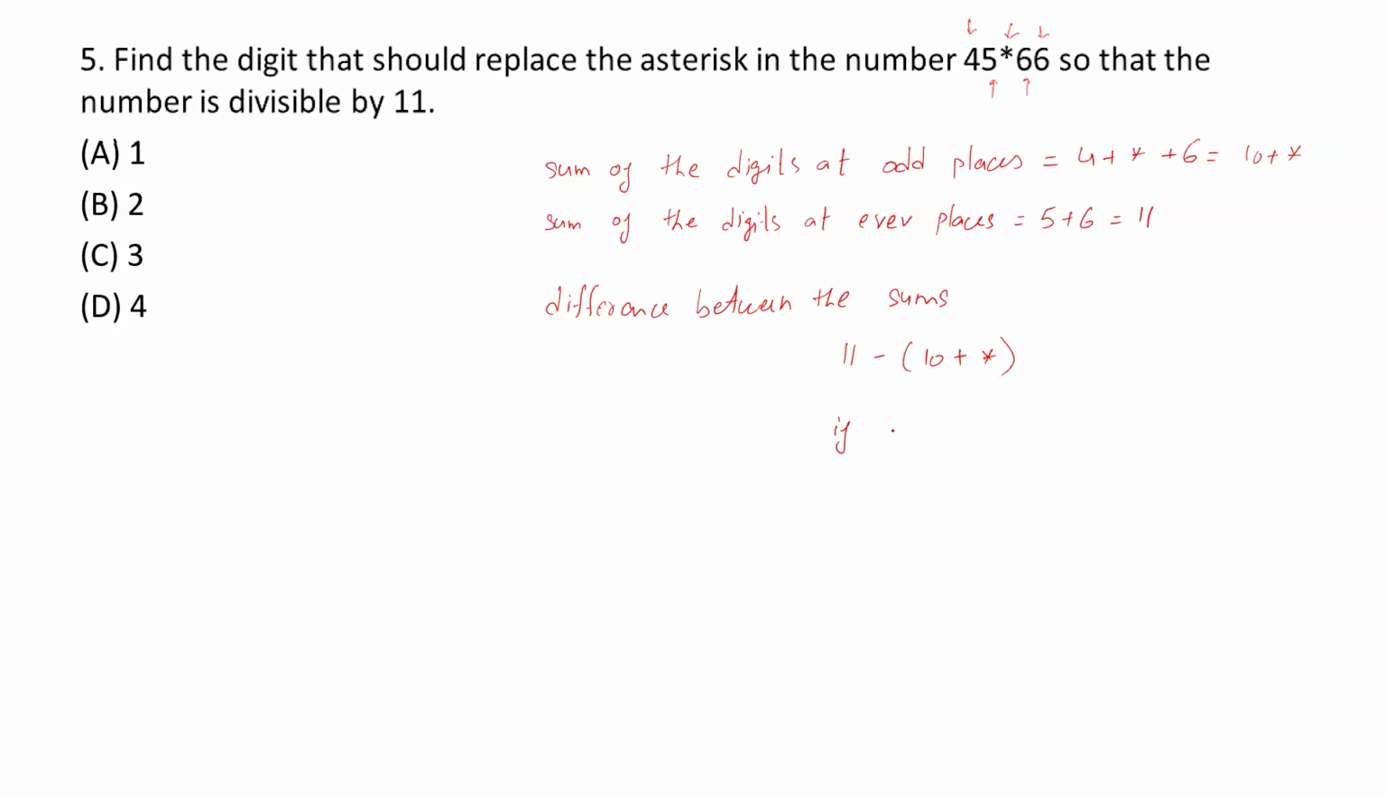So if star is equal to 1, then the difference is 0, right? So star is equal to 1. If you put 1, it becomes 11 minus 10 plus 1 is equal to 0. So star you can replace by 1.